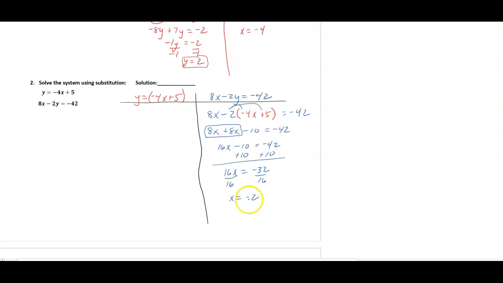Once I have the value of x, now I can come over here and plug that value in to find y. y equals negative 4, I'm going to kick the x out, replace it with the value I got over here. So negative 2 plus 5. So y is equal to 8 plus 5, which would be 13. Ordered pair solution, negative 2, 13.